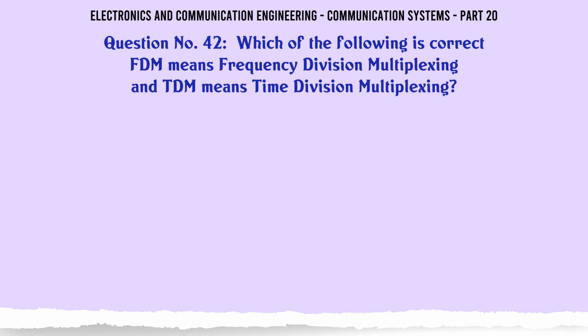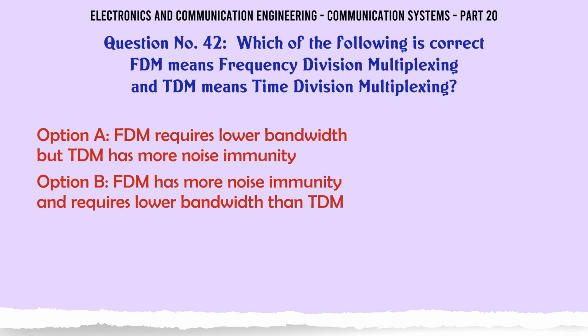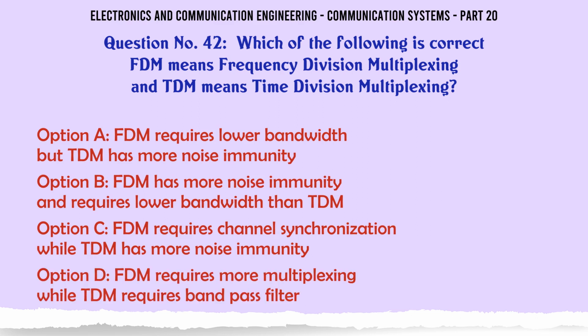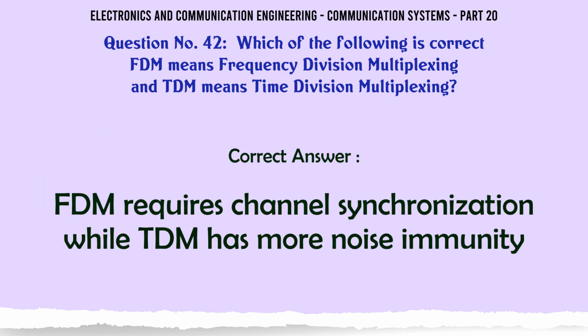Which of the following is correct? FDM means frequency division multiplexing and TDM means time division multiplexing. A. FDM requires lower bandwidth but TDM has more noise immunity. B. FDM has more noise immunity and requires lower bandwidth than TDM. C. FDM requires channel synchronization while TDM has more noise immunity. D. FDM requires more multiplexing while TDM requires band pass filter. The correct answer is FDM requires channel synchronization while TDM has more noise immunity.